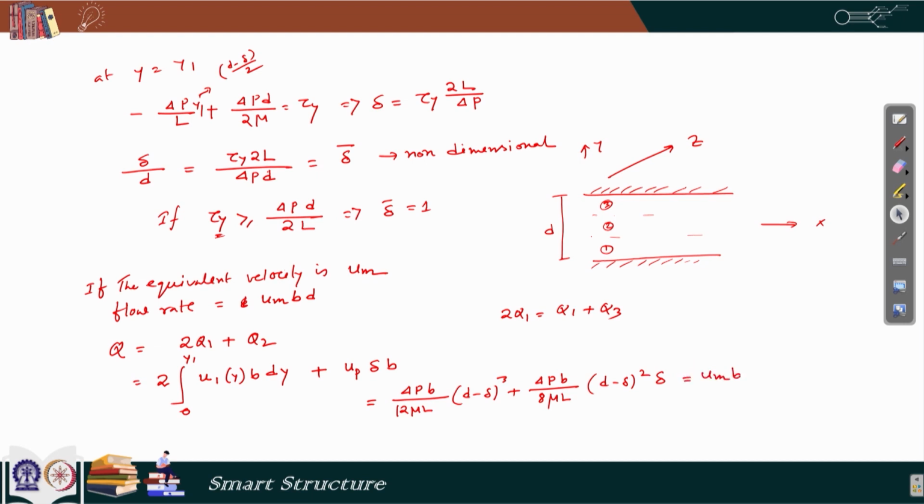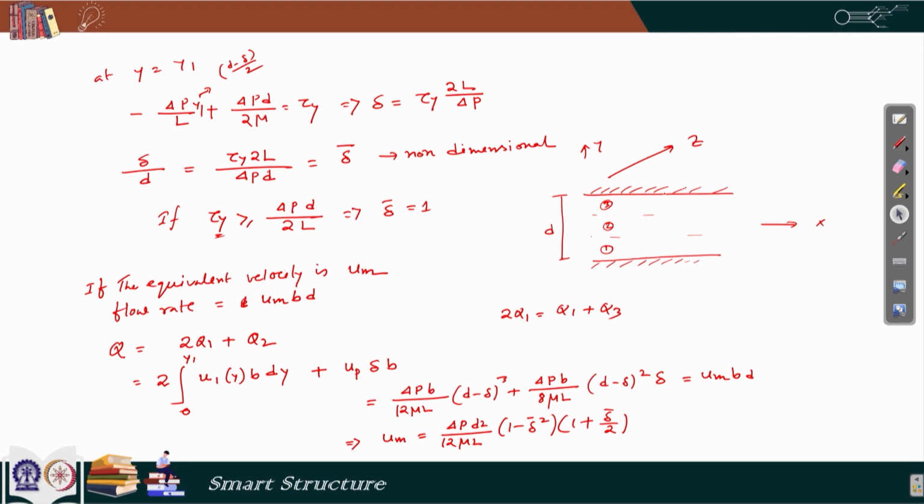u m b d, and then once we do that we get u m as delta p d square by 12 mu L multiplied by 1 minus delta bar square. Delta bar is this quantity, the non-dimensionalized plug thickness, multiplied by 1 plus delta bar by 2. So, that is the equivalent flow throughout the passage.